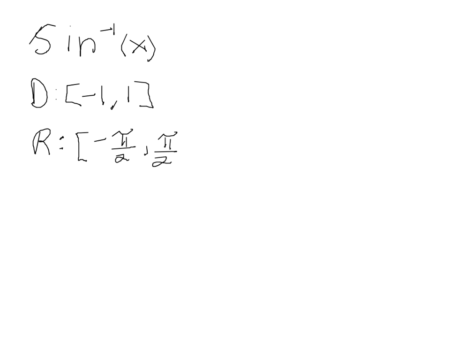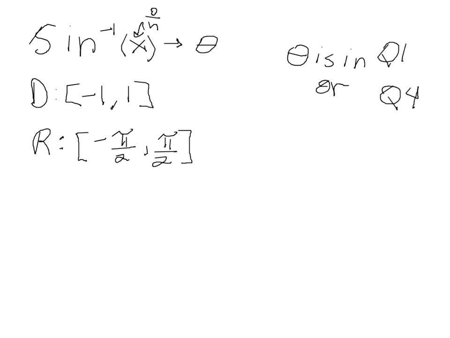So I cannot get an output that's smaller than -pi/2 or larger than pi/2. What goes into the inverse sine is opposite over hypotenuse, and what comes out is the angle. The values that go into inverse sine are opposite over hypotenuse, and what comes out is the angle measure. The angle measure is in quadrant 1 or 4. I can't get quadrant 2 or quadrant 3.